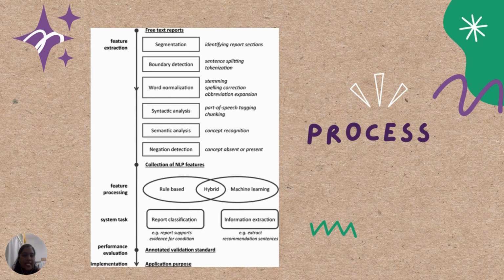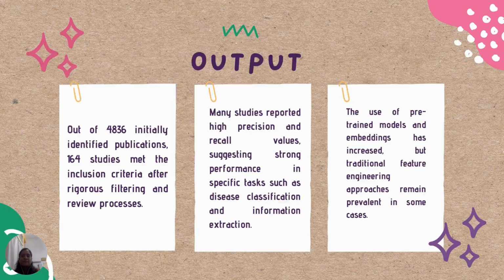And this is the process, and this process includes feature extraction, where segmentation, boundary detection, word normalization, syntactic analysis, semantic analysis, and negation detection have been involved. And we have feature processing for collection of NLP features, and system task, which is report classification and information extraction, and then performance evaluation, and the last one is implementation.